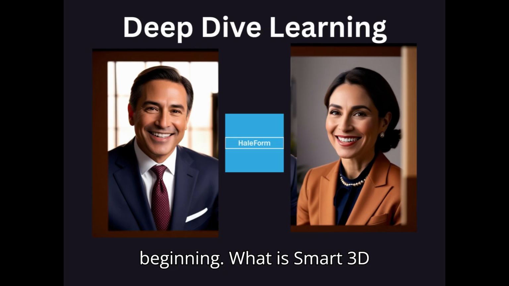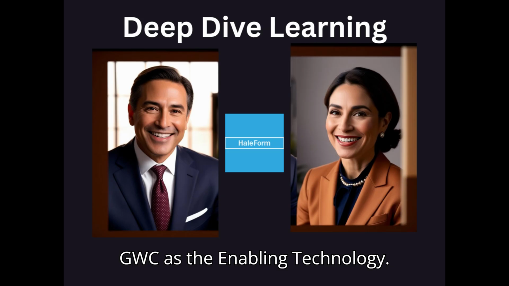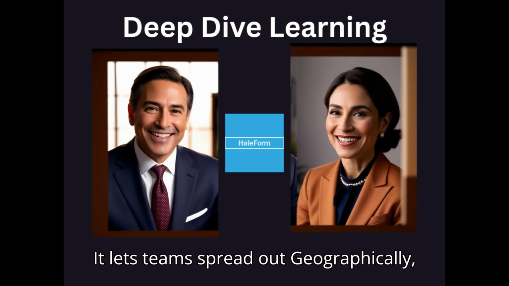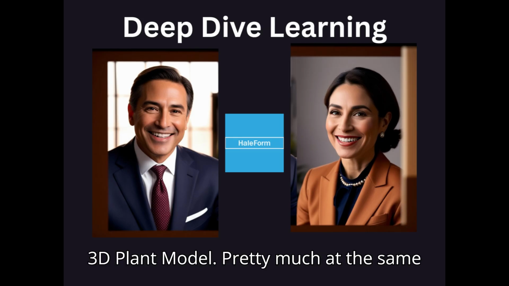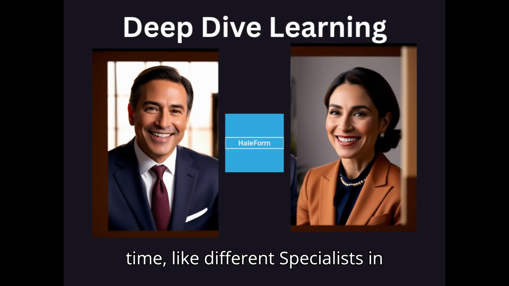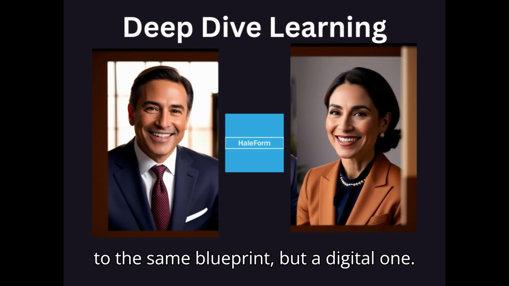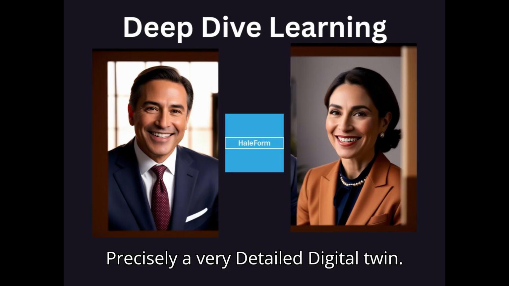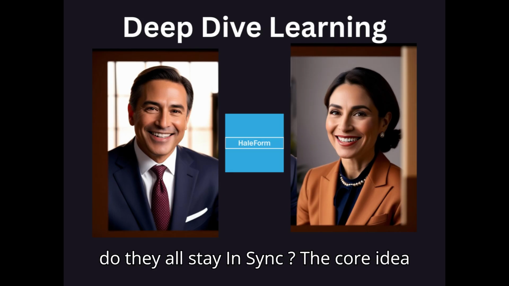So let's start at the beginning. What is Smart 3D GWC, fundamentally? Yeah, think of GWC as the enabling technology. It lets teams spread out geographically all work together on the same Smart 3D plant model, pretty much at the same time. Like different specialists in different cities all adding their parts to the same blueprint, but a digital one. Precisely. A very detailed digital twin. Yeah. So how does that actually work? How do they all stay in sync?